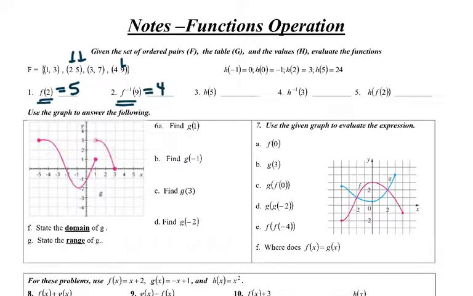4. H of 5 here is showing me there is 24. H inverse of 3 is saying if the y is 3, the x is 2. And h of f of 2, well, f of 2 we said was 5, so h of 5 we said was 24. So a little composition of functions.